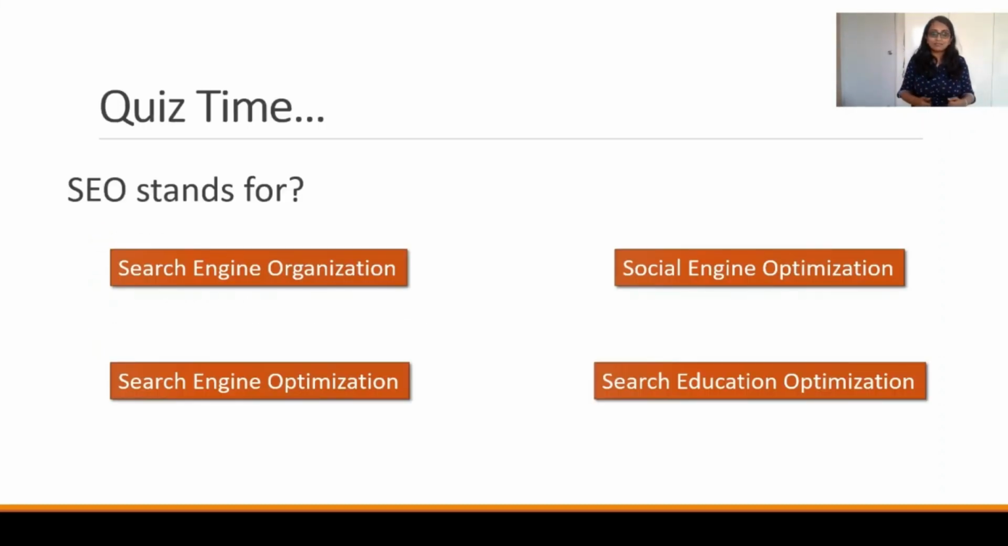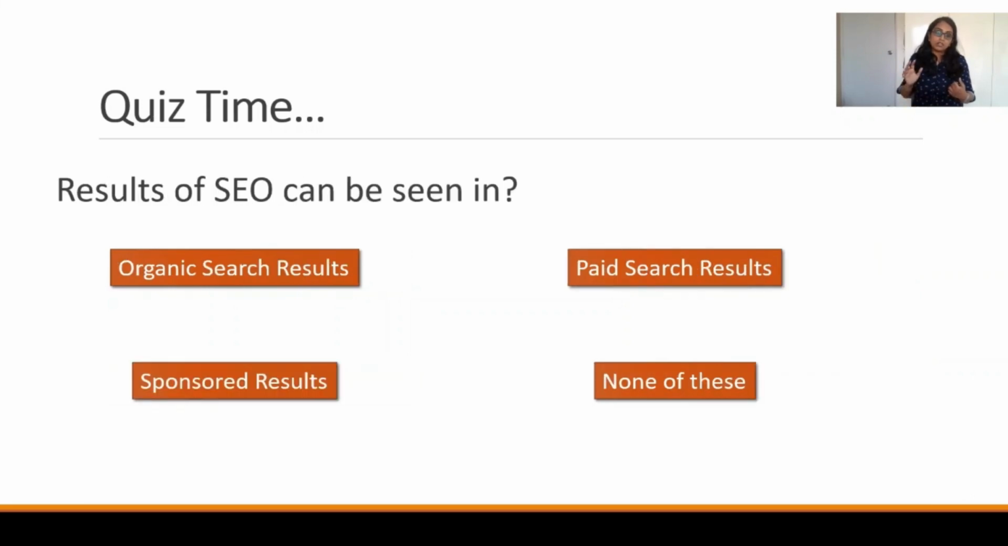So, quiz time. SEO stands for search engine organization, social engine optimization, search engine optimization, or search education optimization. The correct answer is search engine optimization. Results of SEO can be seen in organic search results, paid search results, sponsored results, or none of these. The answer is organic search results.